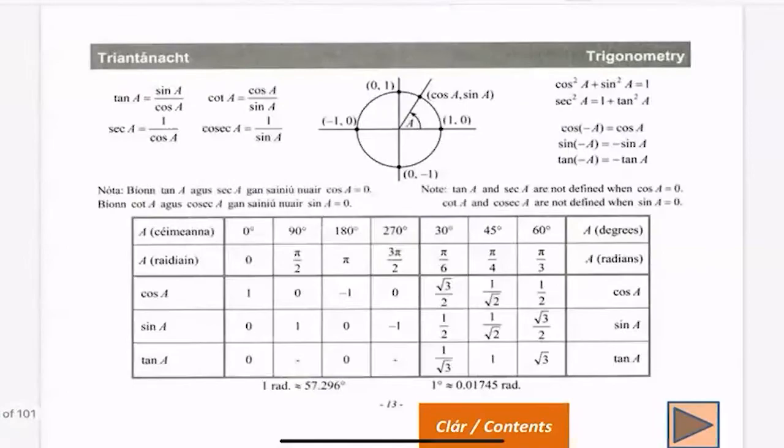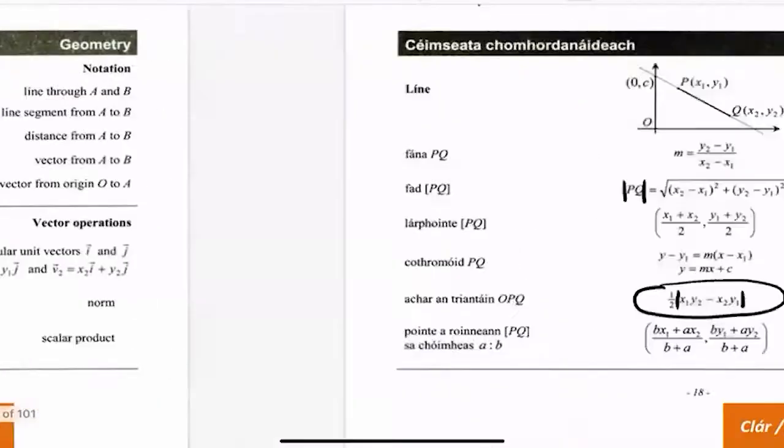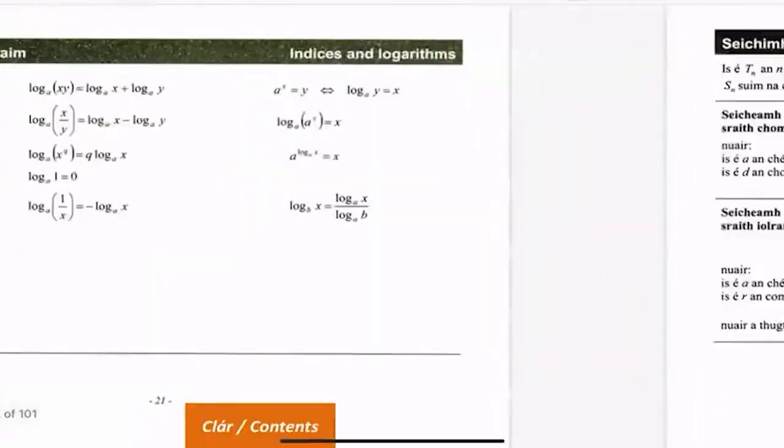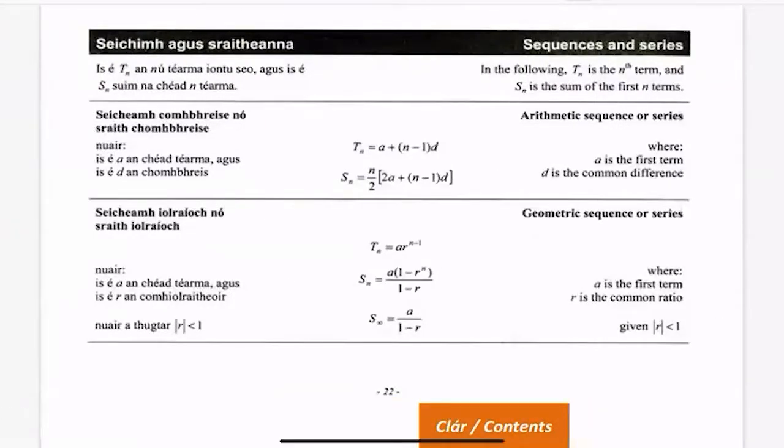Okay, I can't remember what page sequence and series is on. Here. Okay, there are two types of sequence and series on your course. There is an arithmetic sequence, however you pronounce it, and a geometric sequence. In an arithmetic sequence, you are either adding or subtracting the same value from all of the terms in the sequence. In a geometric sequence, you're multiplying or dividing by an amount to go from one value to the other. Okay, so that's the two big differences.